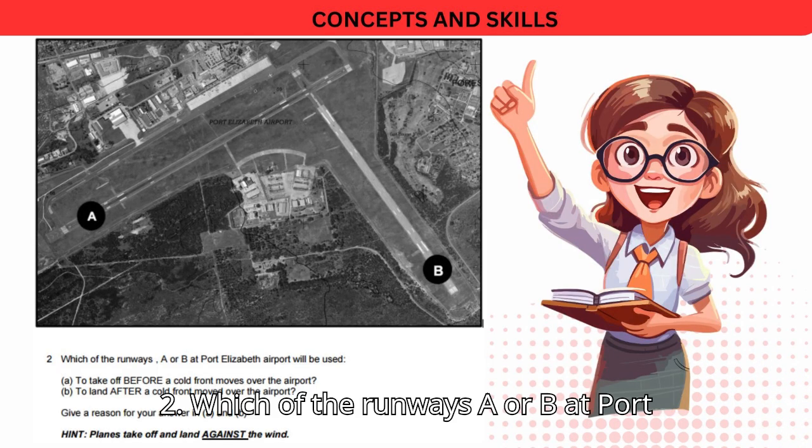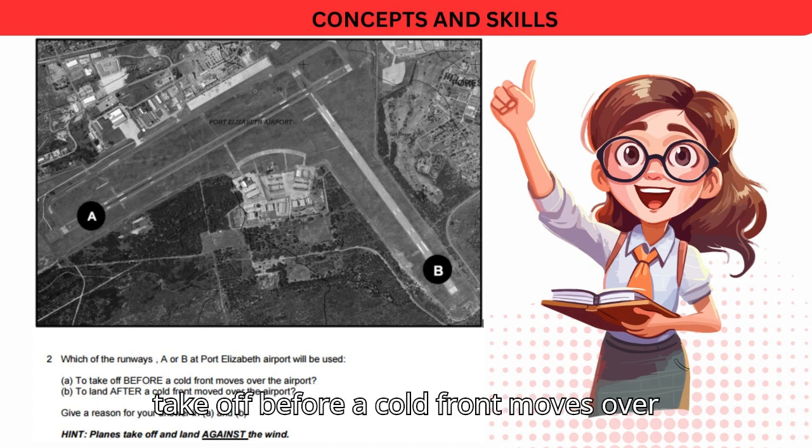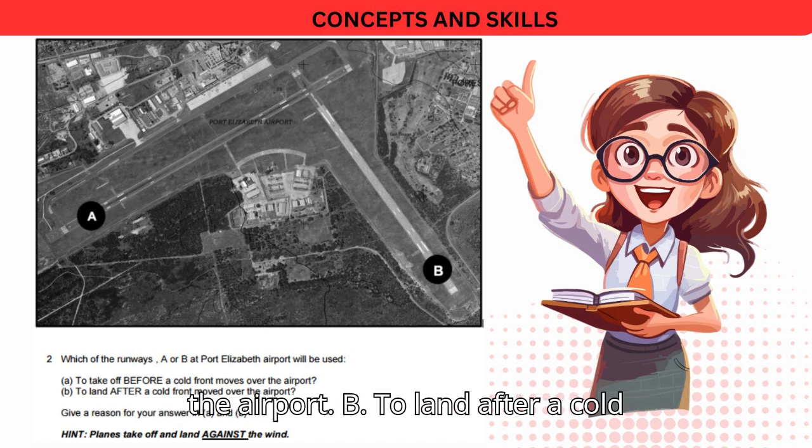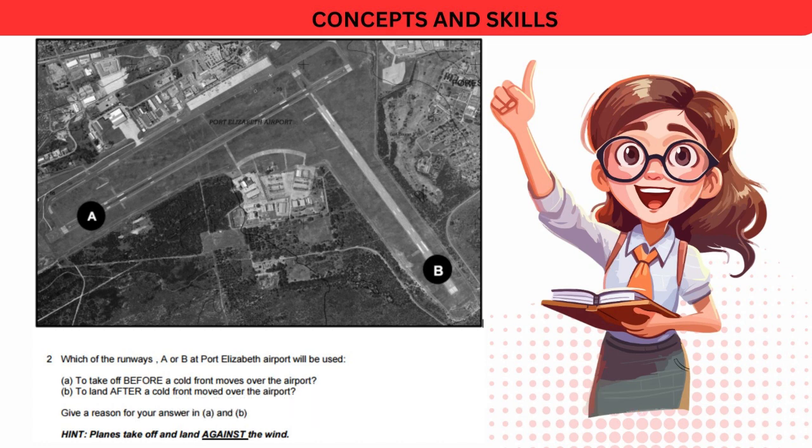2. Which of the runways, A or B, at Port Elizabeth Airport will be used? A. To take off before a cold front moves over the airport. B. To land after a cold front has moved over the airport. Give a reason for your answer in A and B. Hint: planes take off and land against the wind.